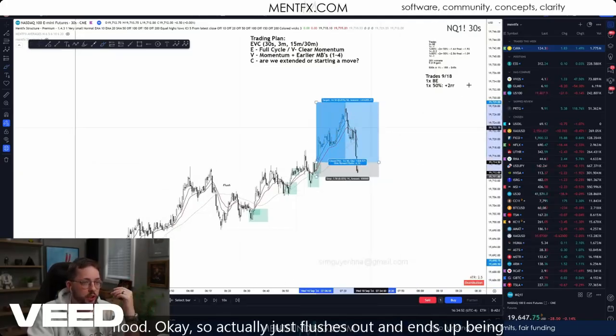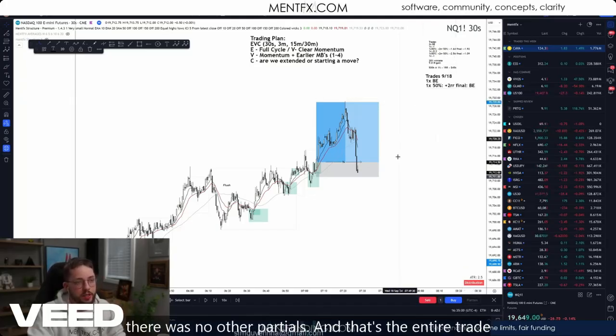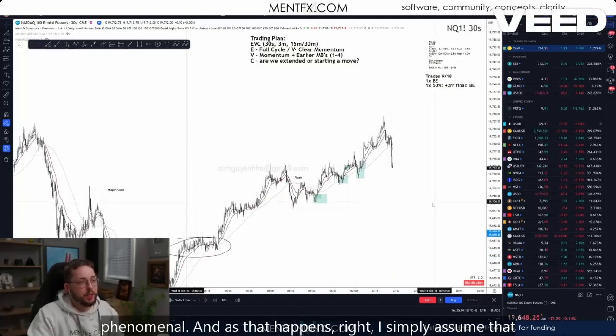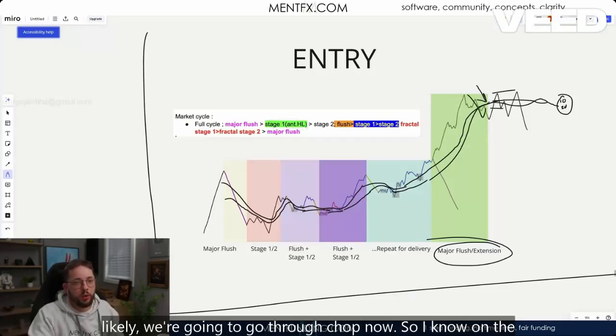Okay, so it actually just flushes out and ends up being a full break even on the other 50%. So final was a BE. There were no other partials, and that's the entire trade. Phenomenal. And as that happens, I simply assume that we've entered this moment here, which means that likely we're going to go through chop now.